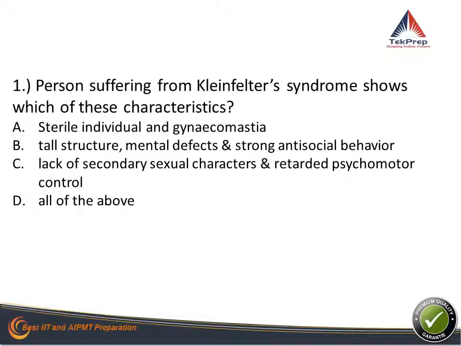Fourth option, all of the above. Well, we know that B is not completely right. C is also not right. So B and C are ruled out, along with D as well. So the right answer is option A, which is sterile individual and gynecomastia.